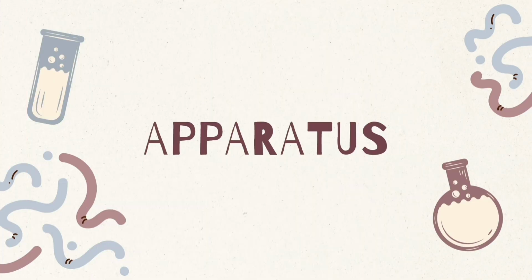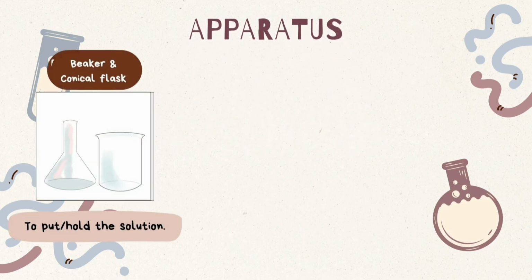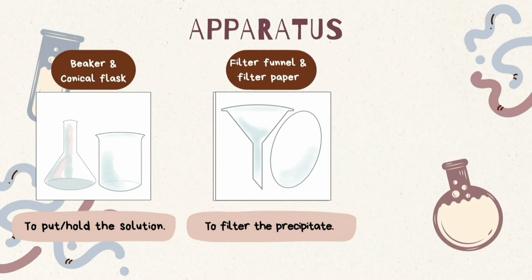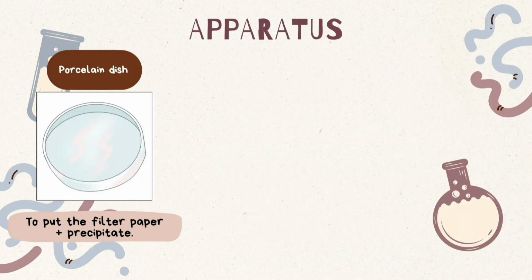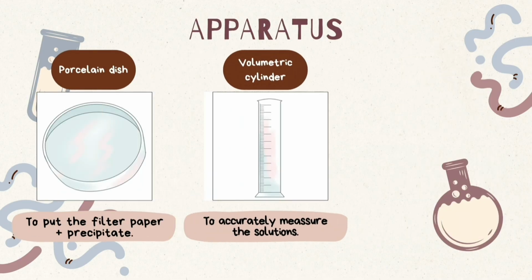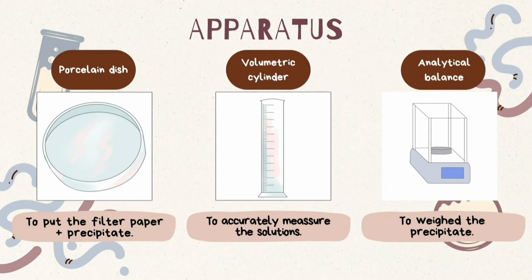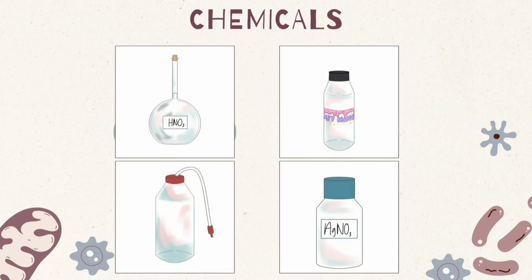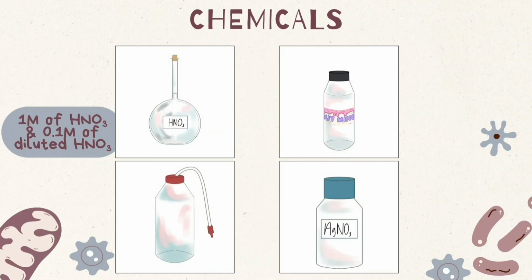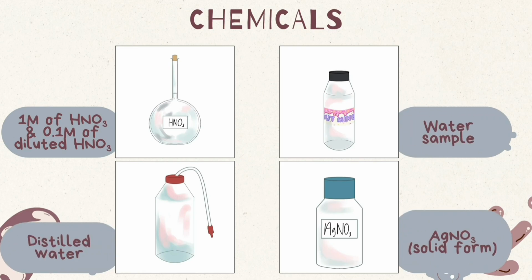Into the methodology. Now, let's look at the apparatus used in this experiment. We have a beaker and a conical flask to hold the solution, a filter funnel and paper to filter the precipitate, a glass rod to stir the solution, a porcelain dish to put the paper and precipitate, a volumetric cylinder to accurately measure the solution, and an analytical balance to accurately weigh the mass. Chemicals. In this experiment, we will use nitric acid and diluted nitric acid, a water sample, distilled water, and silver nitrate in solid form.